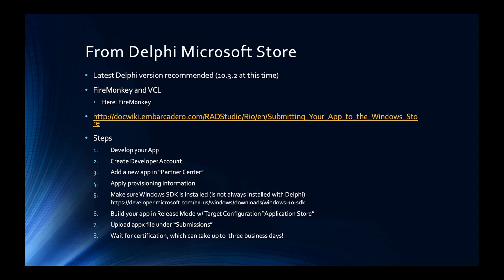If you do that, the result of your build process is no longer just a simple exe file. It's actually an appx file, and that is basically just a zip file containing the executable and some additional files that are needed so that Microsoft recognizes this as a Microsoft Store application.